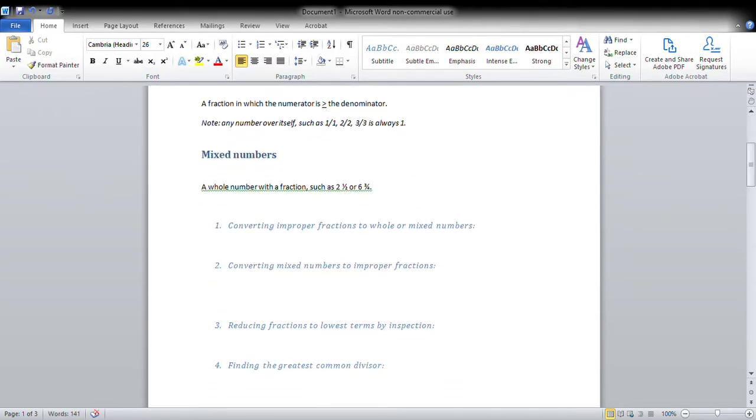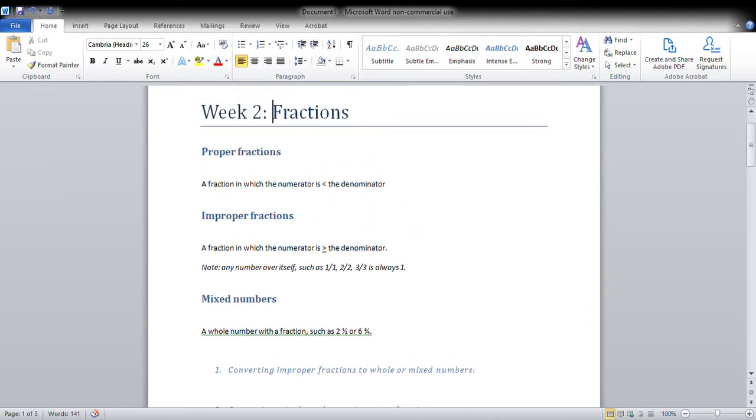Mixed numbers are simply what we call a whole number with a fraction, such as 2 1/2, 6 3/4, 4 5/8, whatever. So now that we know these 3 things: proper fractions, improper fractions, which you may remember as top-heavy fractions, and then mixed numbers, which are pretty self-explanatory.